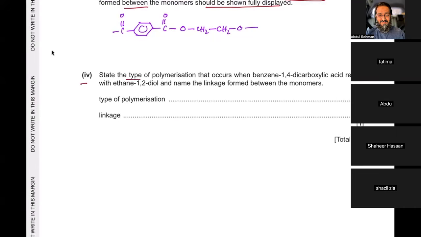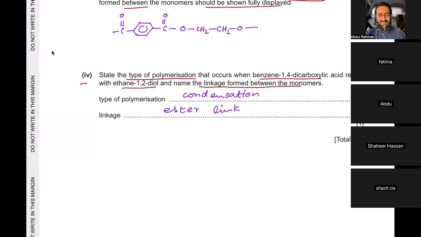Now, fourth part. State the type of polymerization that occurs when benzene 1,4-dicarboxylic acid reacts with ethane 1,2-diol and name the linkage found between the monomers. So the type of polymerization is, yes, very good, Shazil. Condensation, and the linkage is ester.